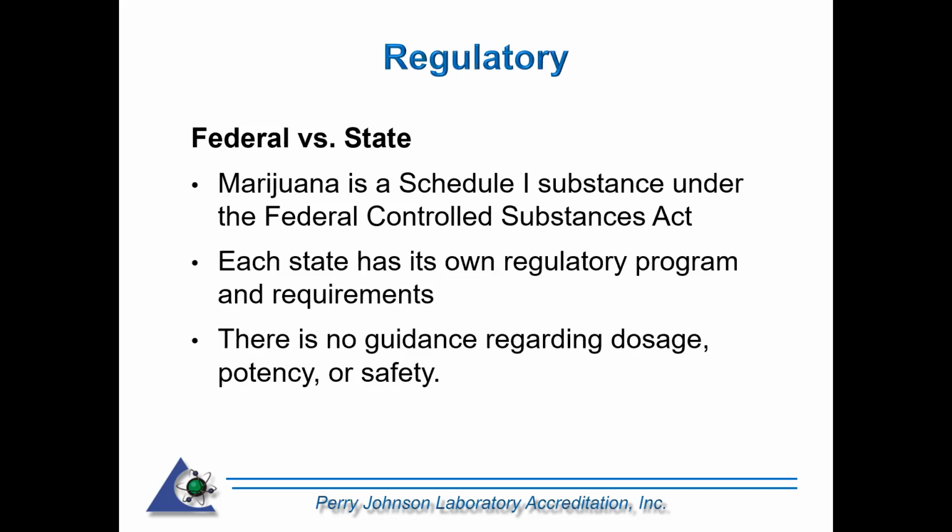Also, I want to talk about one of the challenges that the cannabis industry, of course, is facing: the federal statutes look at the cannabis industry or products in a different way than the states do, right? So marijuana is still a Schedule I substance under the Federal Controlled Substances Act. And that means that when states decide to legalize different applications or uses for marijuana or cannabis products, they are making up their own regulatory program and requirements. And they're not working together on these things. Each state is doing it themselves.